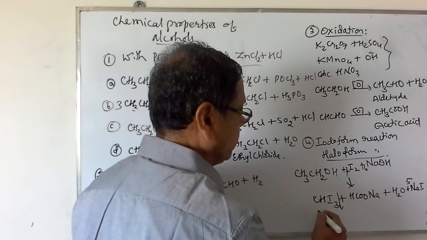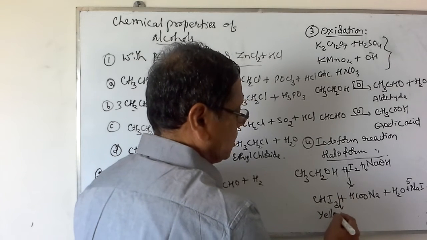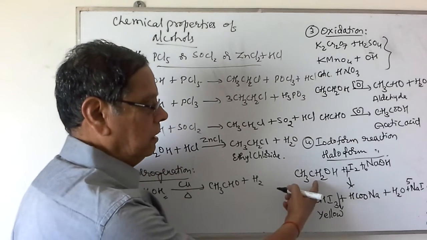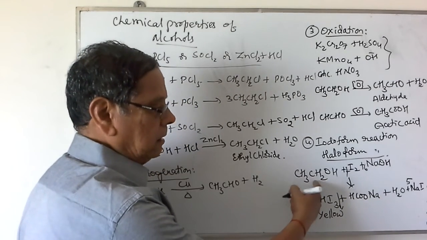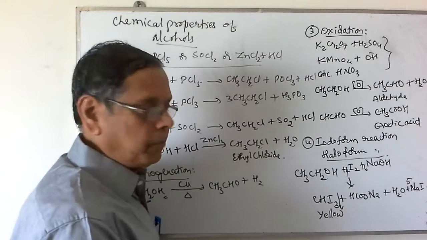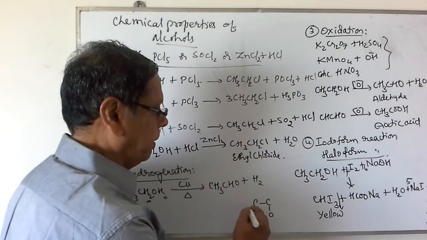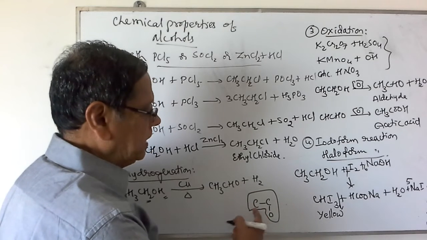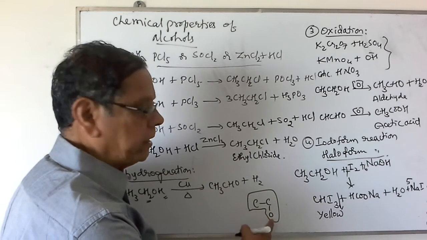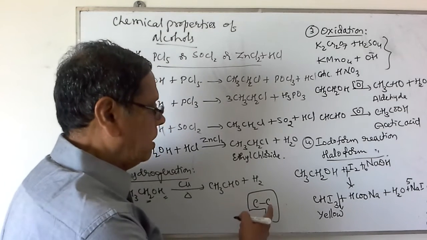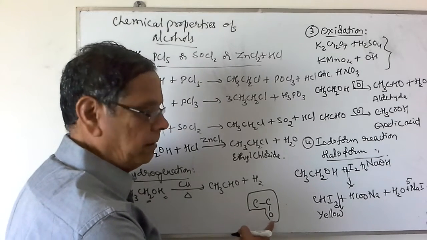The iodoform is actually a yellow precipitate. So this reaction we can use as a confirmation reaction for the carbon-carbon-oxygen bond, that is, all compounds containing a C-C-O bond, whether it is an alcohol or an aldehyde or a ketone, will give rise to the iodoform reaction, that is, if the oxygen atom is at the second position.